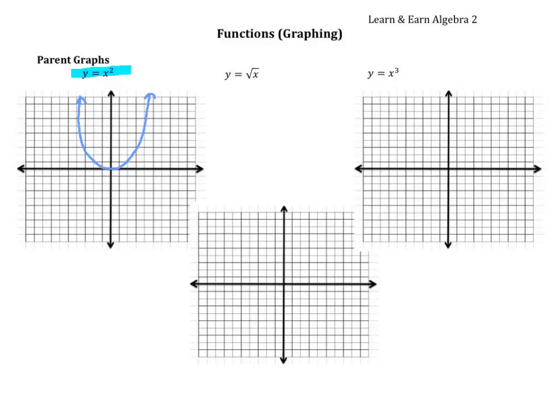The next one, y equals square root of x. This one starts at 0, 0 as well, but it has this shape to it where it comes up and eventually levels off. The last parent graph is going to be y equals x cubed. That is going to look more like an S. You come down, go through 0, 0, and make your way back down to the lower left.